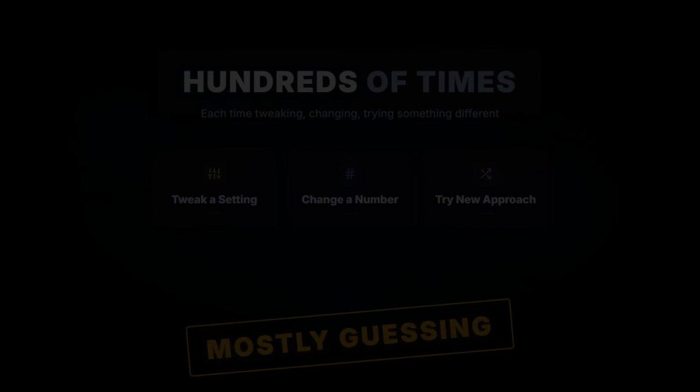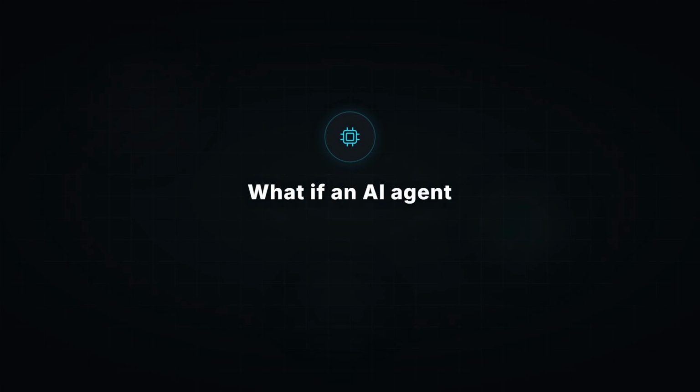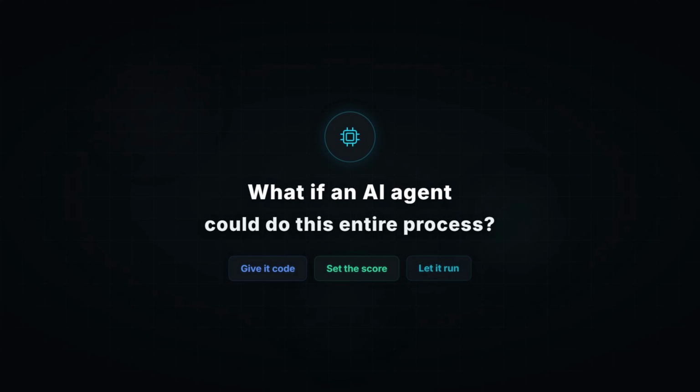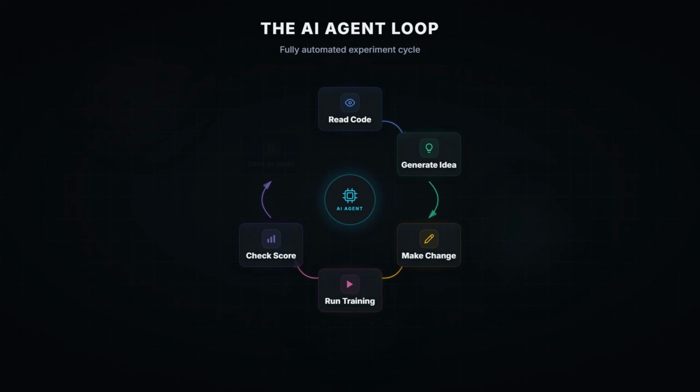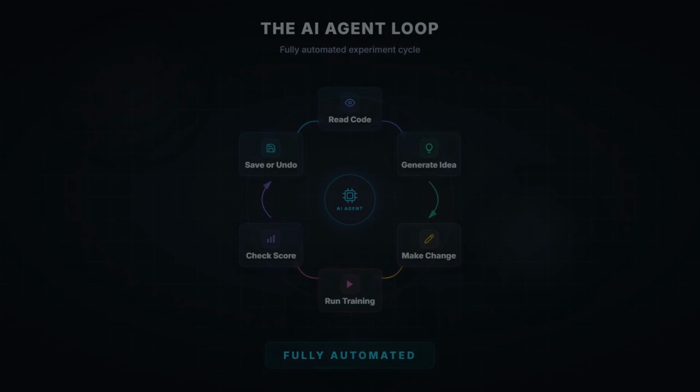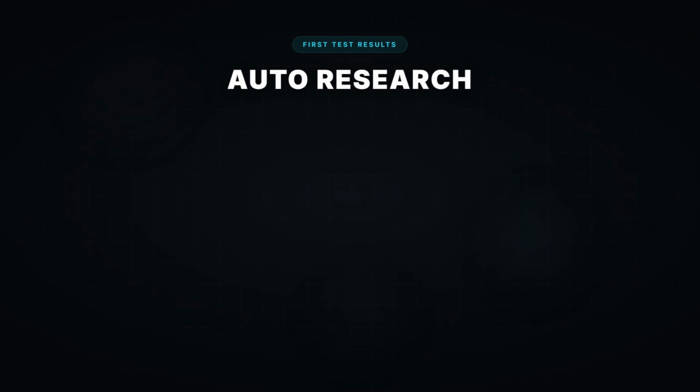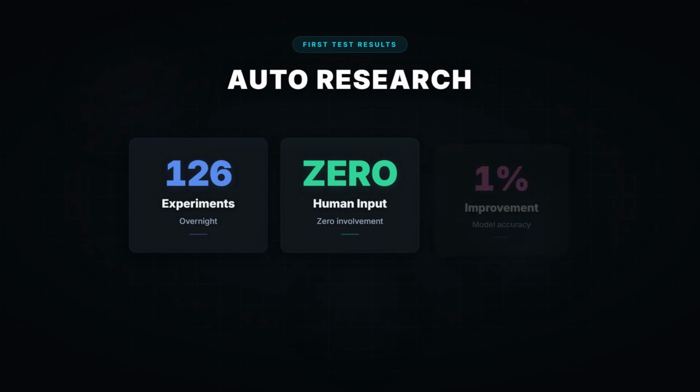What Karpathy did was simple but powerful. He said, what if I let an AI agent do this entire process? Give it the code, tell it what score to optimize, and let it run experiments on its own. It reads the code, comes up with an idea for what to change, makes the change, runs the training, checks the score, and if things improved, it saves the change. If not, it undoes it. Then it moves to the next idea automatically, over and over. He called it auto research, and in the first test, it ran 126 experiments overnight with zero human involvement and improved the model by 11%.